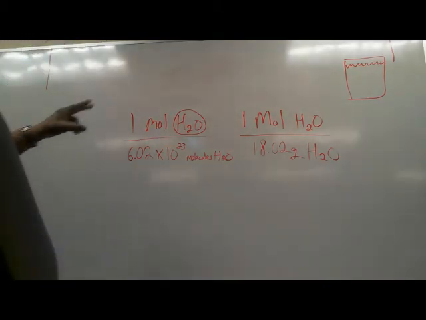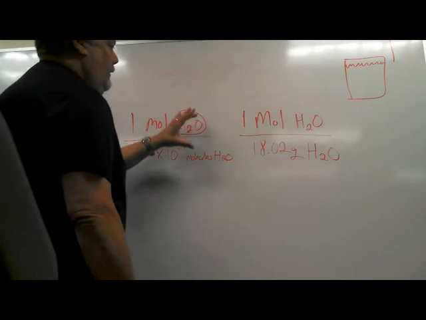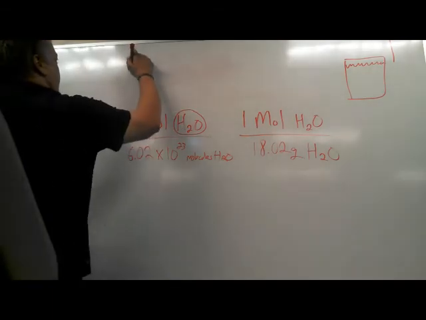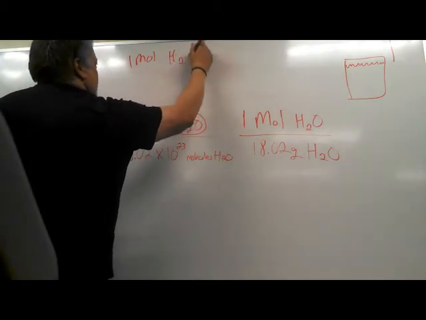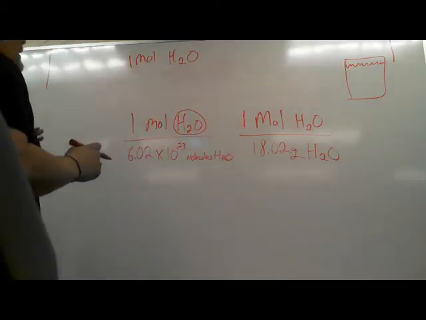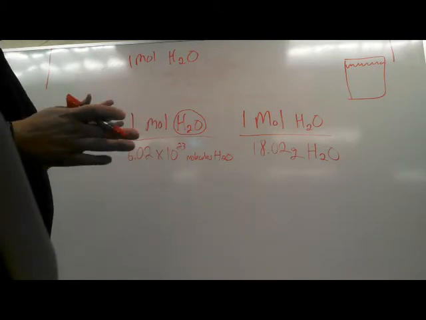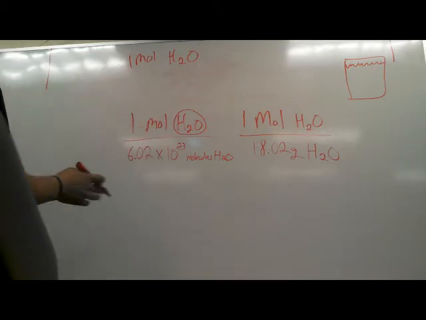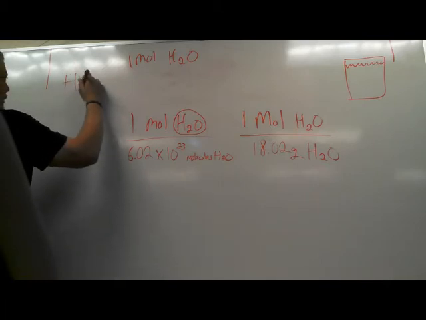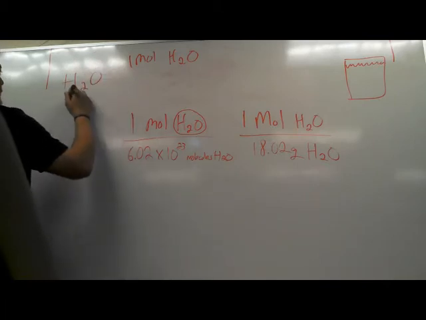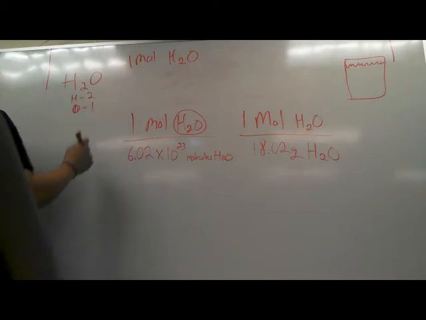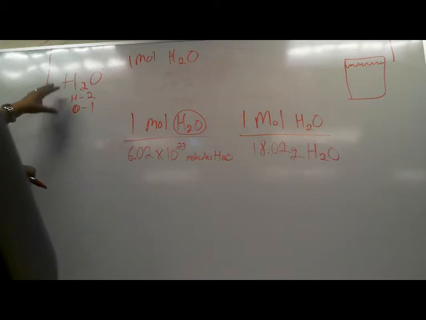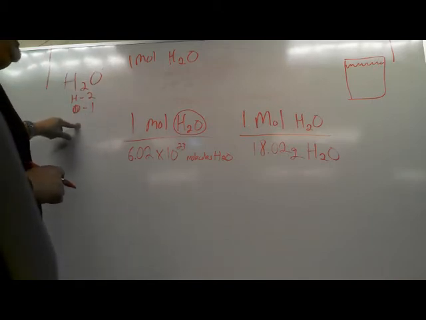Okay, so in 1 mole of water, let's suppose we wanted to know how many moles of hydrogen were in 1 mole of water. Let's look at the compound water again. H2O. That means we have 2 hydrogens and 1 oxygen, right? So for every molecule of water, you're going to have 2 hydrogens and 1 oxygen atom.